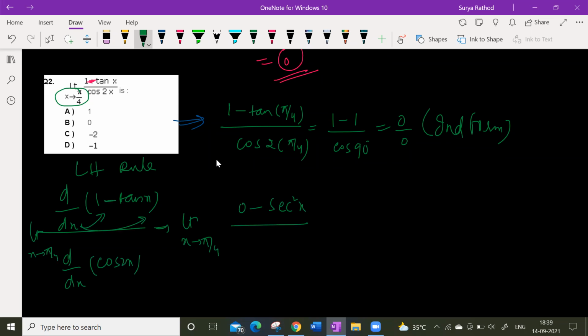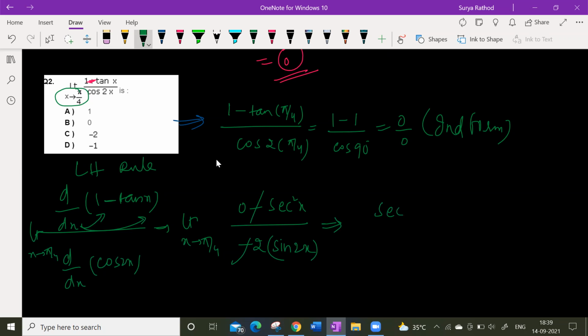Next, d by dx of cos 2x is what? Minus sin 2x into the inner function. What is the inner function? 2x. d by dx of 2x is what? 2 only. So this minus minus will be getting cancelled.